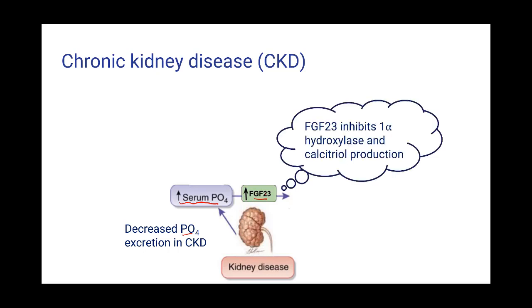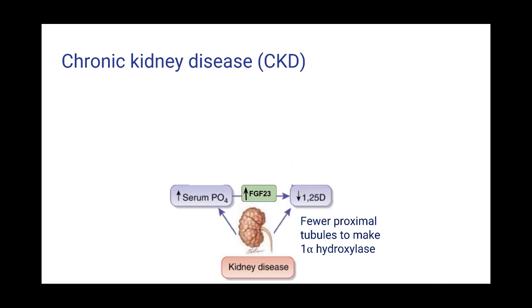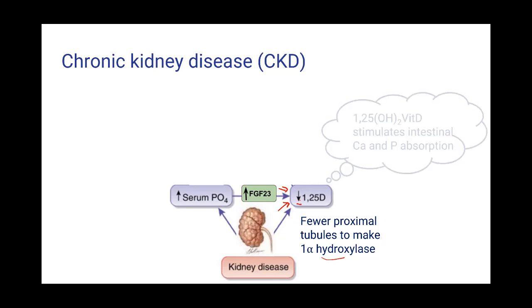FGF23 then inhibits 1-alpha hydroxylase and calcitriol production. We reviewed that in the last slide. And so there is a decrease in the 1,25 vitamin D level, that is the active vitamin D level in chronic kidney disease. Also, if there are fewer nephrons to make 1-alpha hydroxylase, there's going to be less generation of 1,25 dihydroxyvitamin D. So there are these two pathways that cause a low calcitriol level in chronic kidney disease. What happens next?